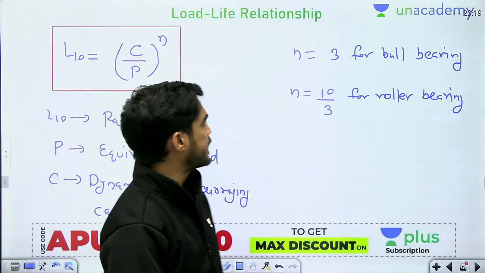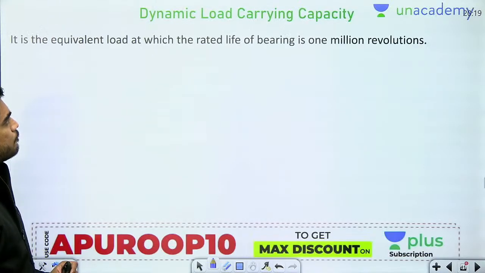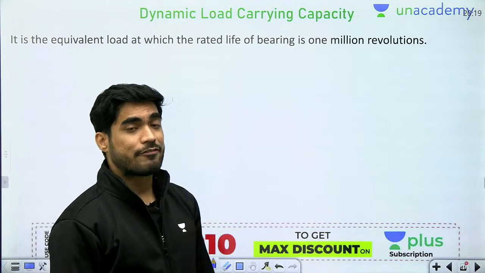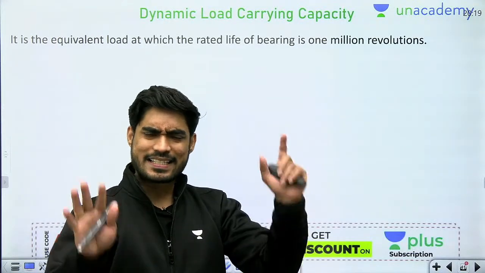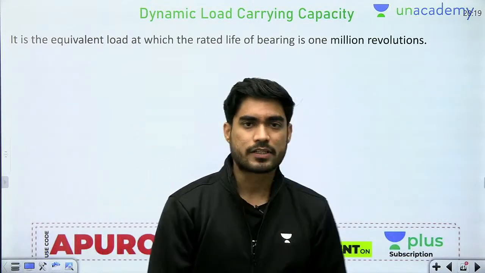Okay, so do you understand this? Is this clear, clear up to here? Okay, now beta, dynamic load carrying capacity. I told you that I will give you the definition of dynamic load carrying capacity. So what is dynamic load carrying capacity? It is like a property of bearing that I told you, but exactly what is it?